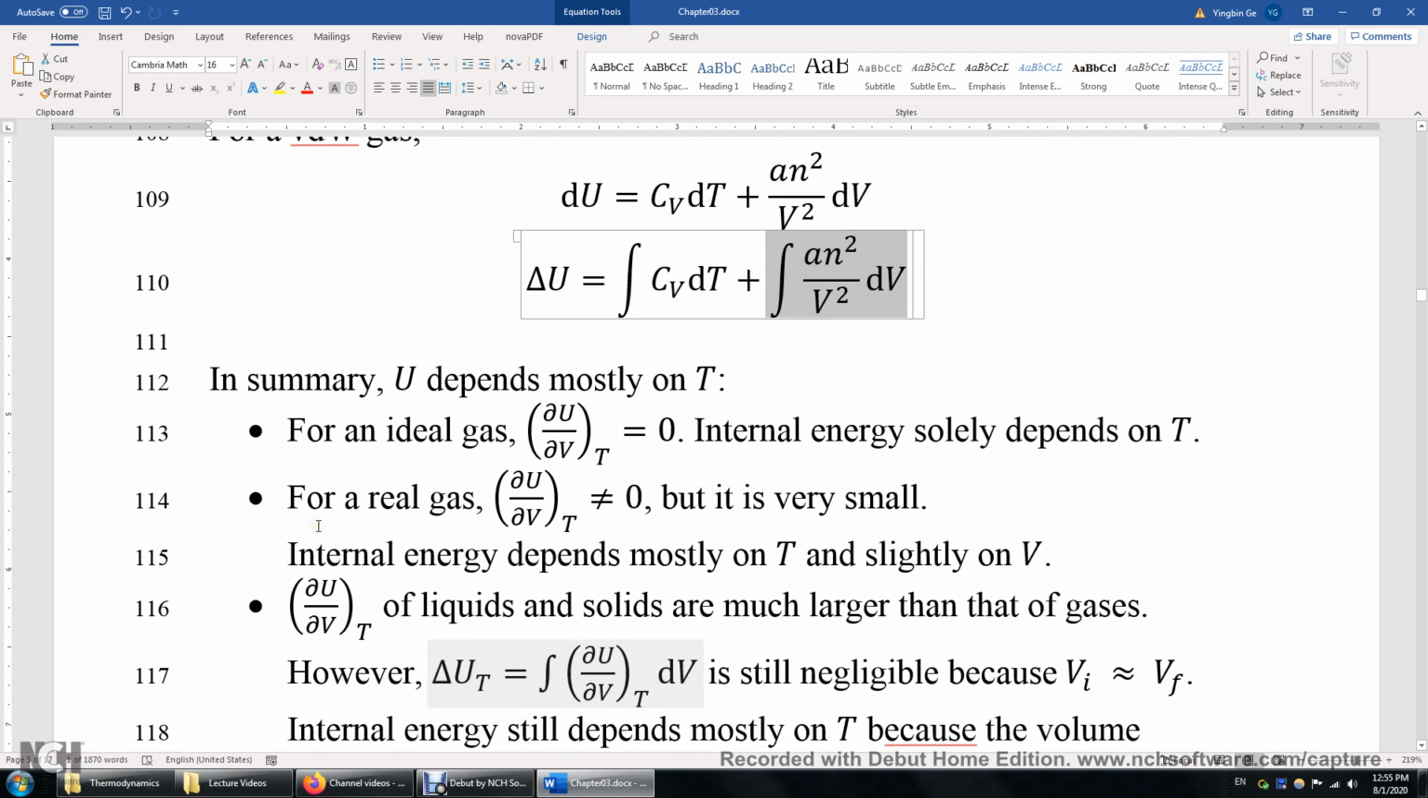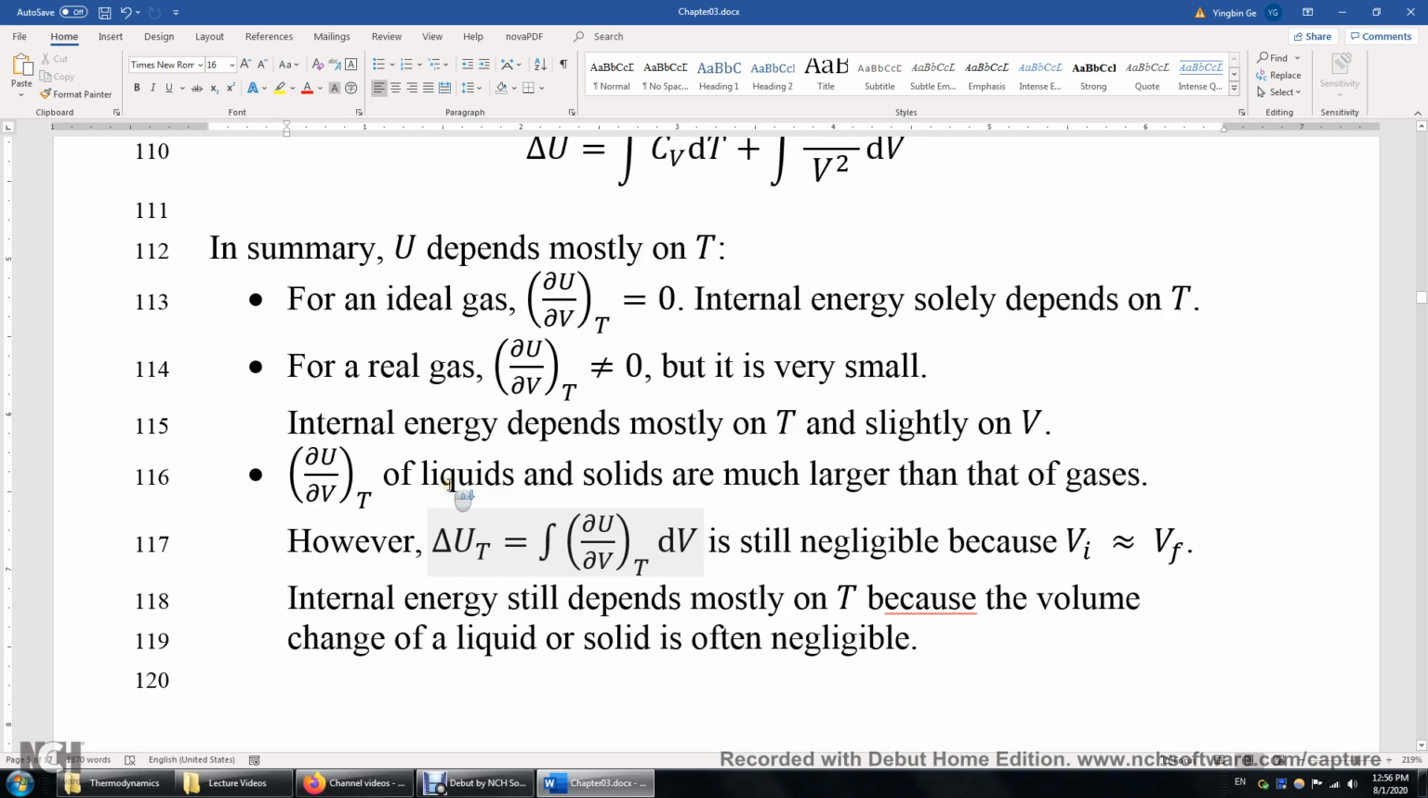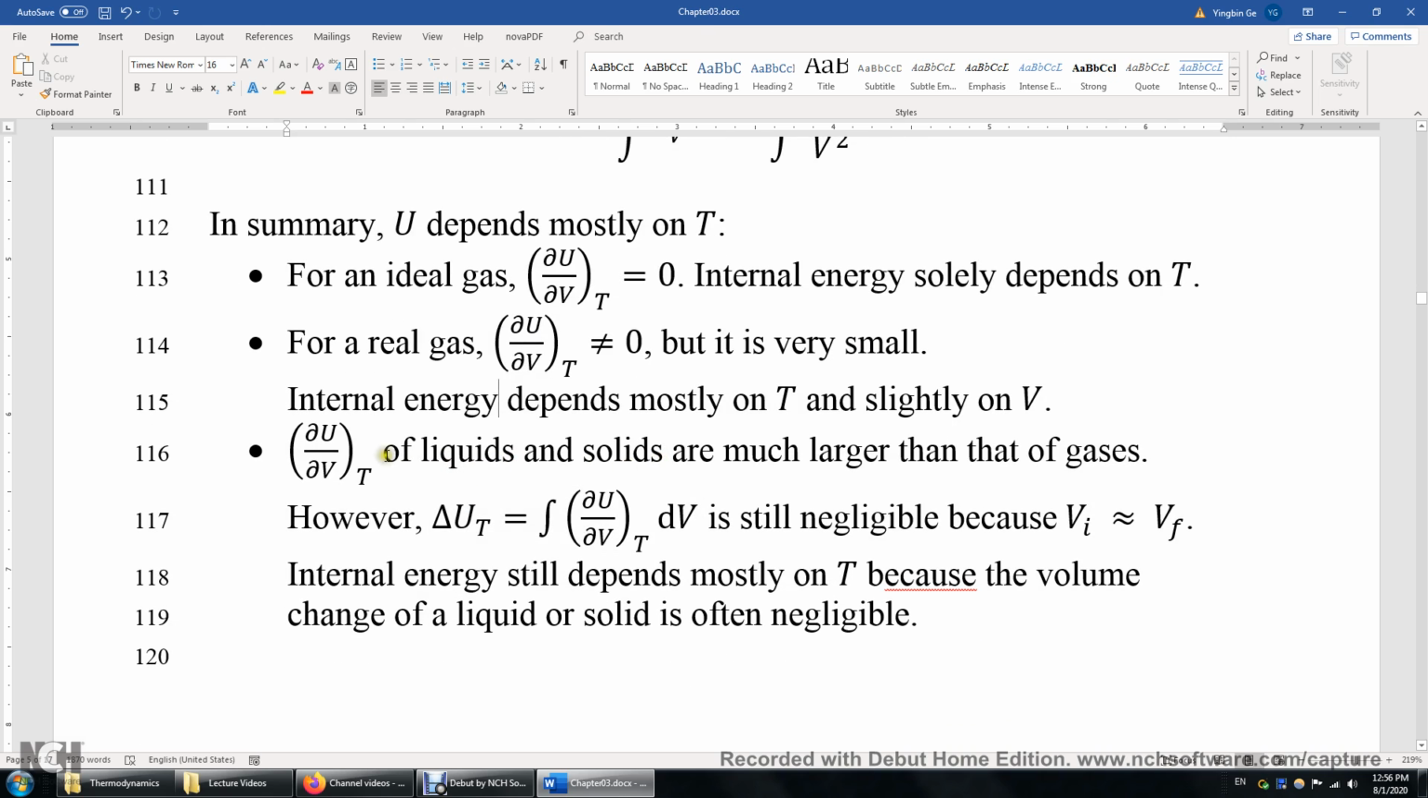In summary, U depends more on temperature for all cases. For ideal gas, U does not depend on volume at all. Internal energy only depends on temperature. For real gas, U does depend on the volume, but this dependence is very small. Finally, for liquids and solids, actually ∂U/∂V is significant. So try to compress the volume of a liquid or a solid. You need a lot of energy.